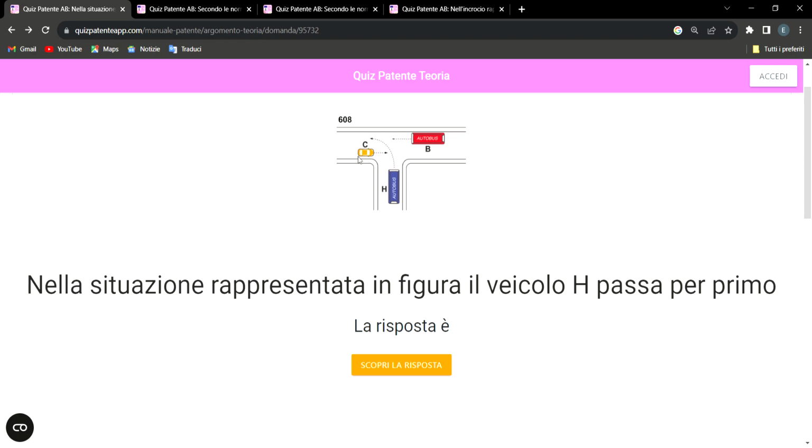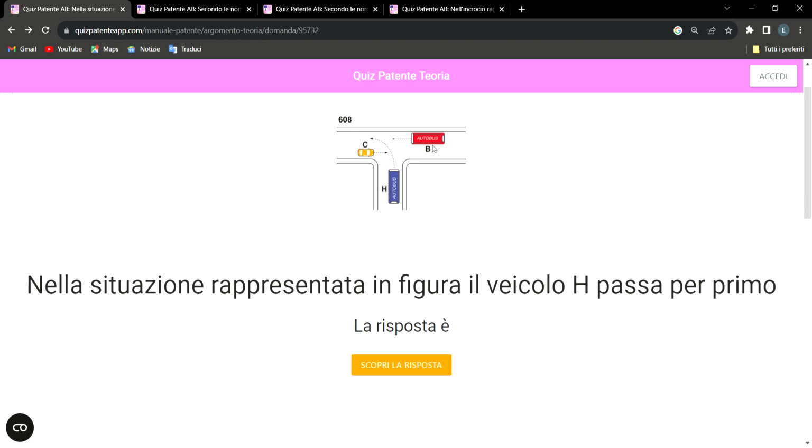Now let's go to vehicle C. If you take a look at vehicle C, the right hand side of vehicle C is occupied with vehicle H. Here's the right hand side of vehicle C. So vehicle C cannot transit because its right hand side is occupied with vehicle H. Now let's go to B. The right hand side of vehicle B, which is the red vehicle, is here, the autobus.